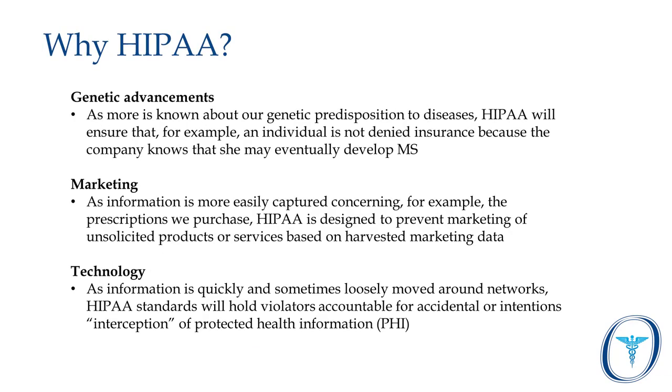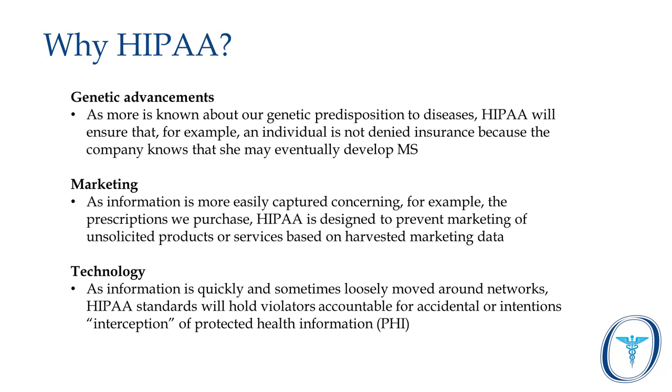So why do we have HIPAA? HIPAA was created based on genetic advancements, marketing, and technology. Genetic advancement created the possibility of a company knowing about the predisposition of a patient. If a company knows a patient's genetic makeup and that they may possibly develop MS, the company may be inclined to deny coverage.